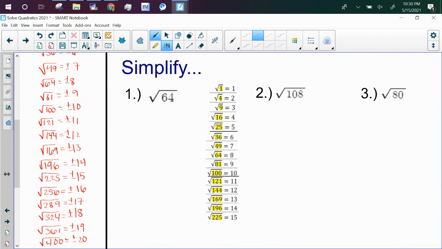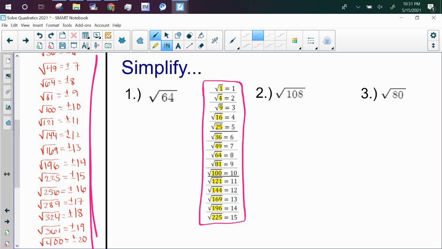So, square root of 64. Now, here's a condensed list. I only put this here so we can reference it while we're talking, since we can't see the whole shebang over on this side. You do not need to write this. You have it written down already. Write this.